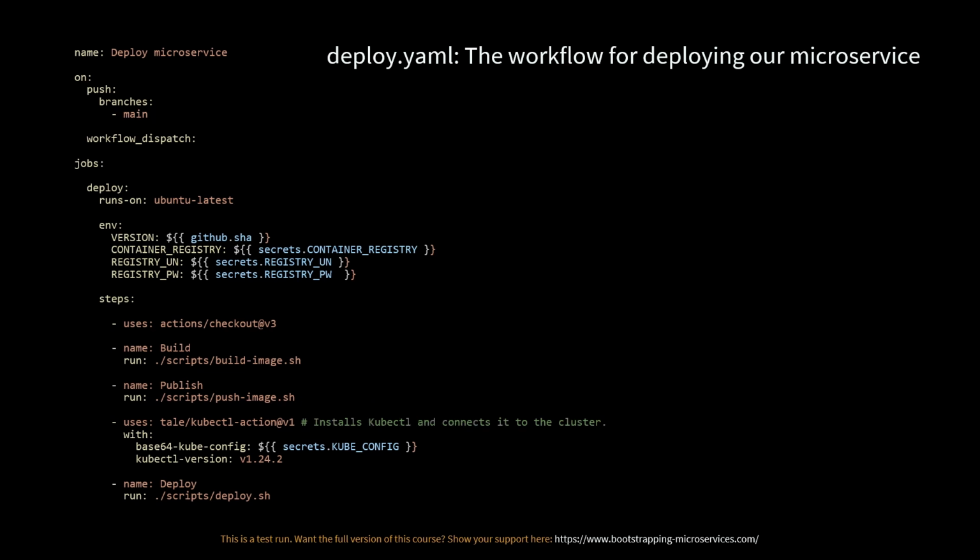Before we can run the third shell script, we need to install kubectl into our runner and authenticate it with our cluster. And for that, we use this custom action called kubectl action. So this installs kubectl and it connects it to our cluster. To be able to authenticate kubectl with our cluster, we need to give it some authentication details. And for that, we're going to pull our Kubernetes configuration from a GitHub secret called kubeconfig. We'll cover GitHub secrets in a moment.